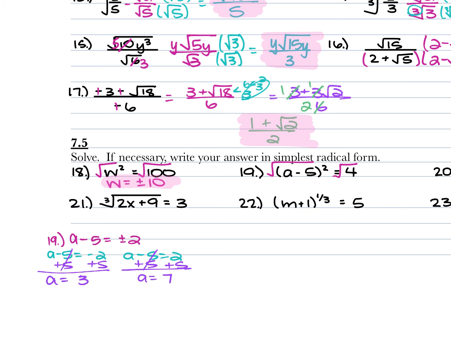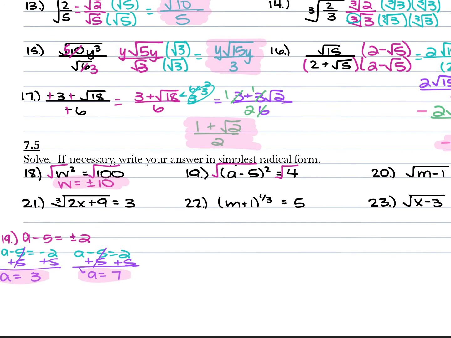Check them both. 3 minus 5 is -2. -2 squared, that's 4. That works. Check the 7. 7 minus 5 is 2. 2 squared is 4. That works too. So both of these are solutions.